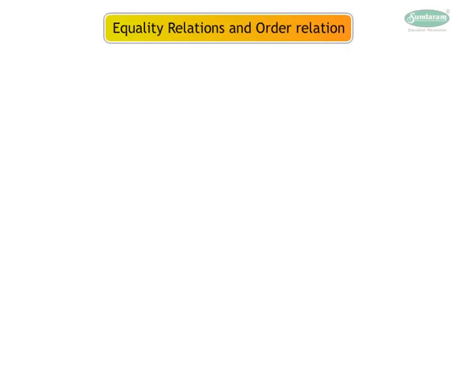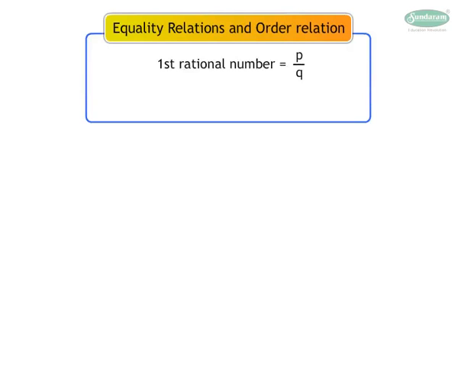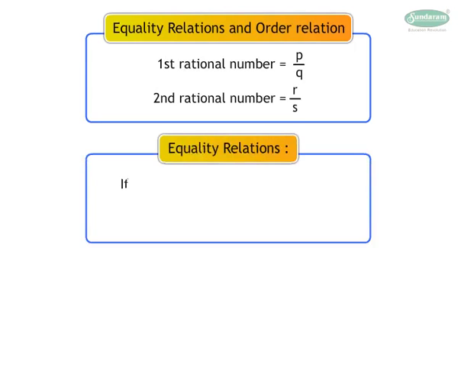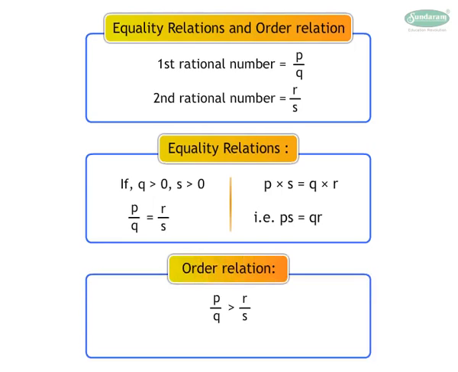Now let us understand equality relation and order relation between two rational numbers. If the first rational number is represented by P upon Q and the second rational number by R upon S. Equality relation. If Q and S are greater than 0 and P upon Q is equal to R upon S, then P multiplied by S is also equal to Q multiplied by R, that is, PS is equal to QR. Order relation. If P upon Q is greater than R upon S, then P multiplied by S is also greater than Q multiplied by R.